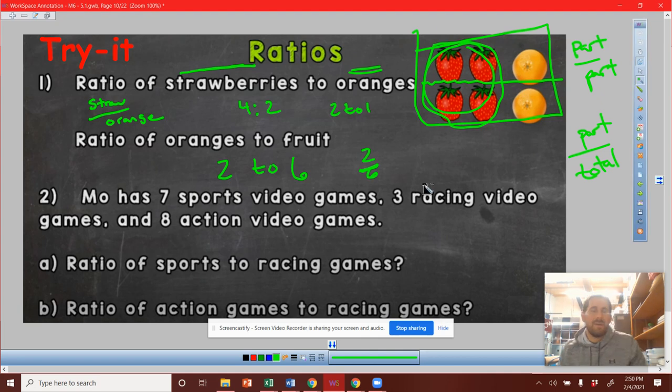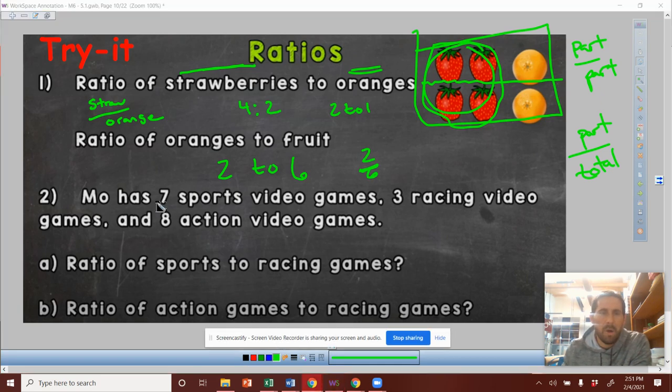So again, it's all about reading carefully. If you read oranges to fruits and you're reading carefully enough, you're going to get all the right numbers in the right places. Okay, so they're going to give you information on this one, and then you have to answer question A and B.